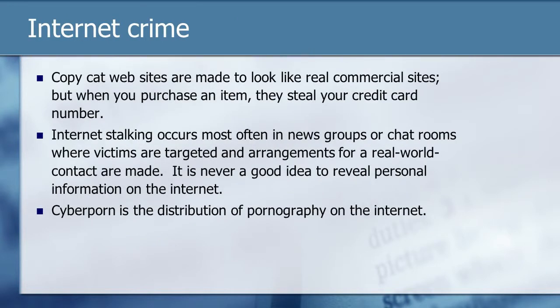Copycat websites can occur on the internet. They are made to look like real commercial sites, but when you purchase anything from them, they'll basically steal your credit card number. Other internet issues include internet stalking, where the person that's doing the crime will meet someone in a news group or chat room. The victim is targeted and arrangements set up for a real-world contact. So it's always good to be very careful about the kind of information you reveal on the internet. And cyber pornography is the distribution of pornography on the internet, which is also a huge problem.